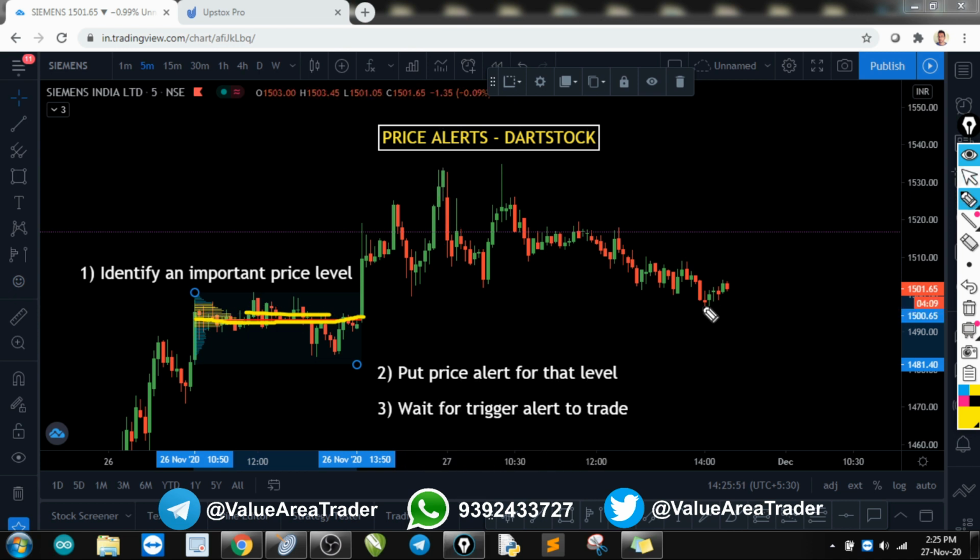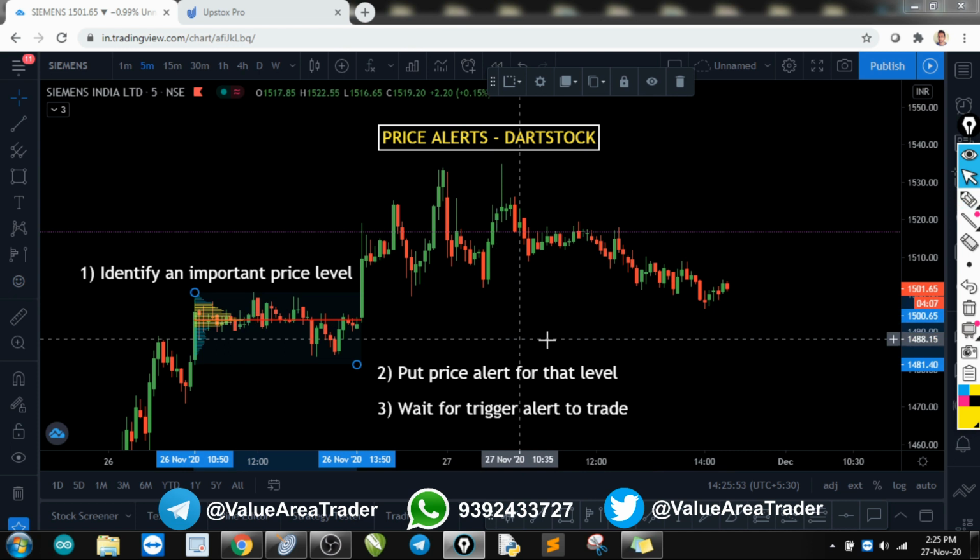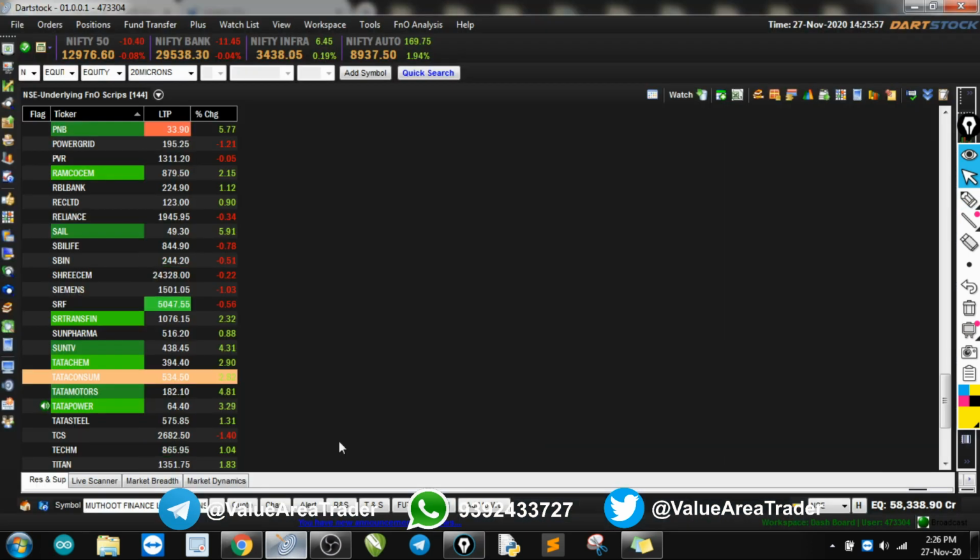The price hasn't reached 1495 yet. So I'll take you to the Dartstock platform. This is the Dartstock platform that I was talking about. I have already explained a lot about this in the previous videos. Let's say I want to put a trade on Siemens. I'll just go to Siemens and open the chart here.